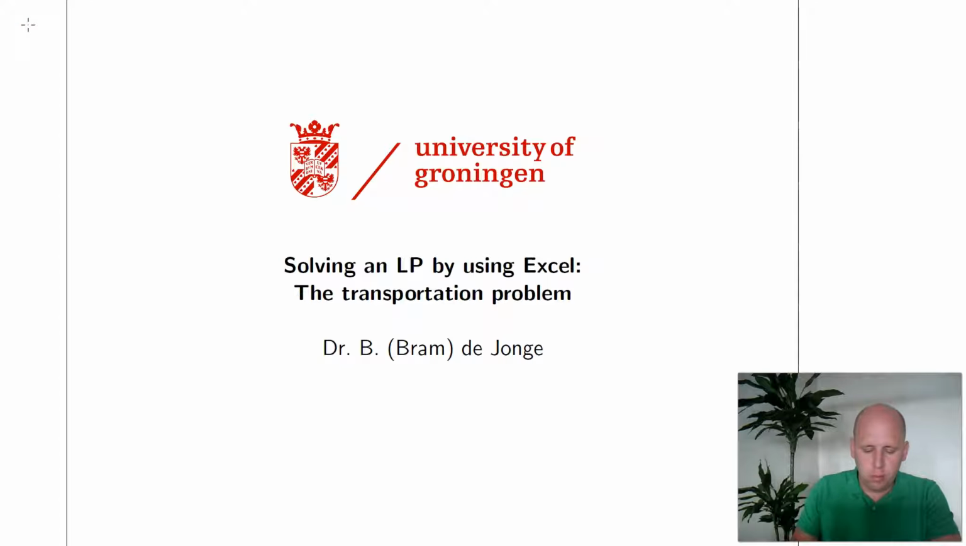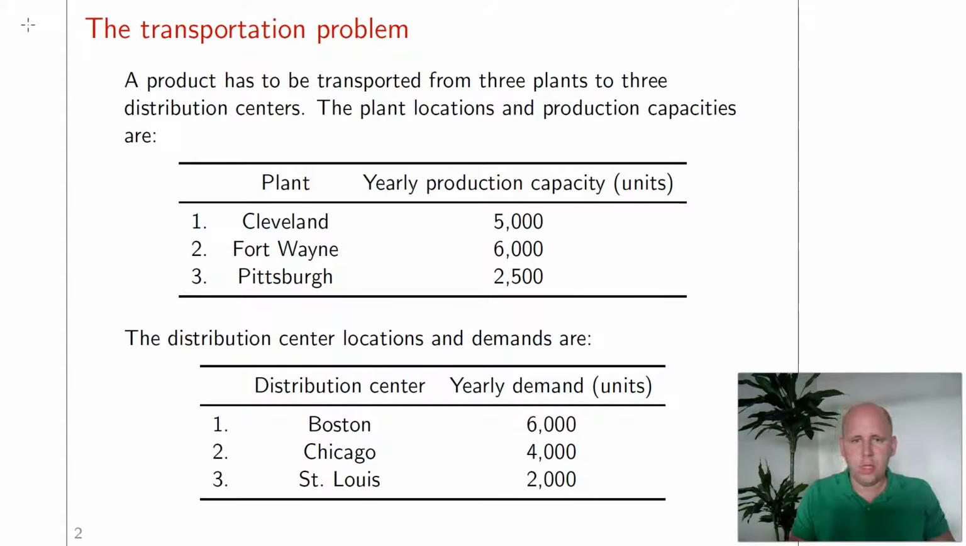We are going to formulate an LP for a transportation problem, and then we are going to use Excel to solve that linear program. So let's first see what transportation problem we are talking about. We have 3 plants in Cleveland, Fort Wayne and Pittsburgh. They all have a certain production capacity, and we also have 3 distribution centers in Boston, Chicago and St. Louis, and all these distribution centers have a certain demand.